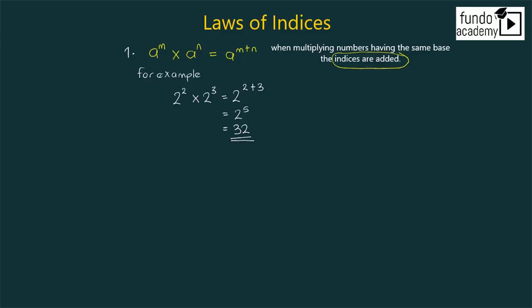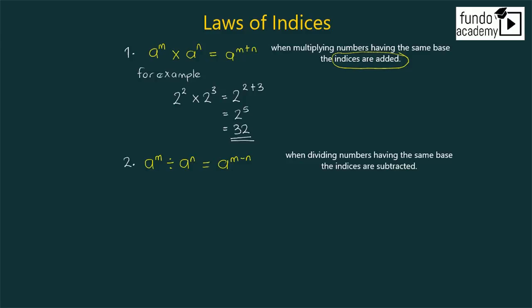And the second law has a division. We'll be saying a to the power of m divided by a to the power of n. So what we get is a to the power of m minus n. So we're saying here that when dividing numbers having the same base, the indices are subtracted, like you're seeing here in this law.